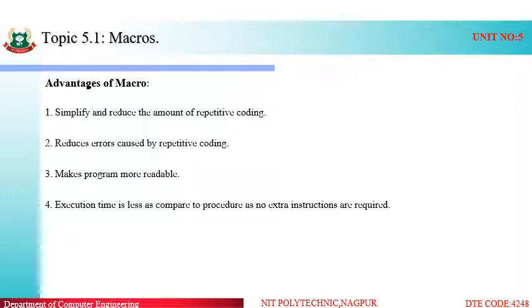It makes the program more readable. If the number of lines is less, then the program is much more readable than large programs. Execution time is less as compared to procedure, and no extra instructions are required. We will see this in the procedure part, because a procedure has a return statement, so it takes somewhat more time to execute, but a macro doesn't have a return statement, so the execution is much faster than the procedure. So these are the advantages of macro.